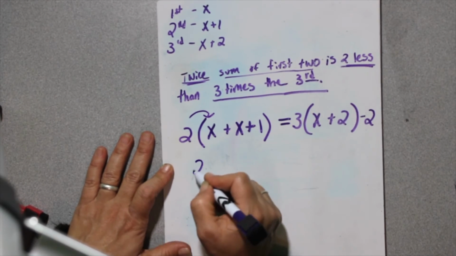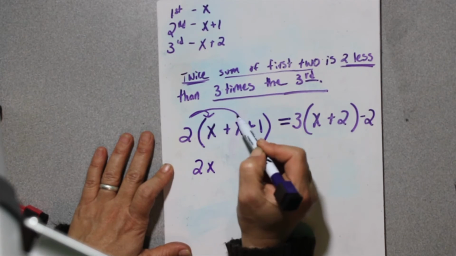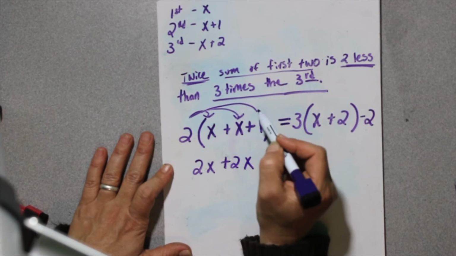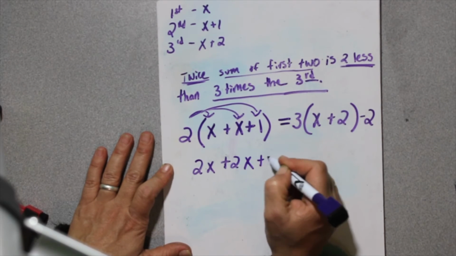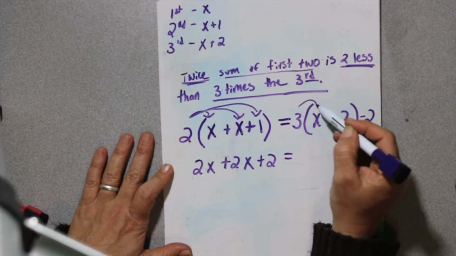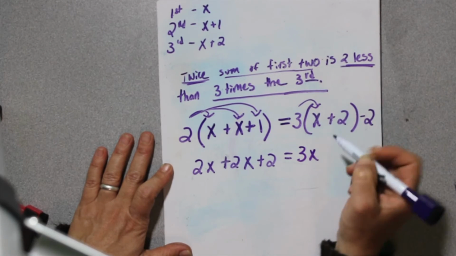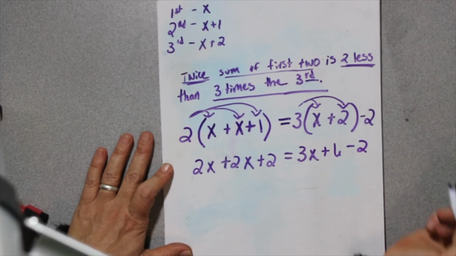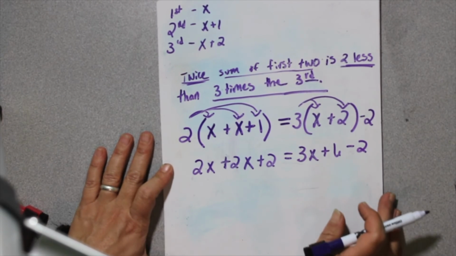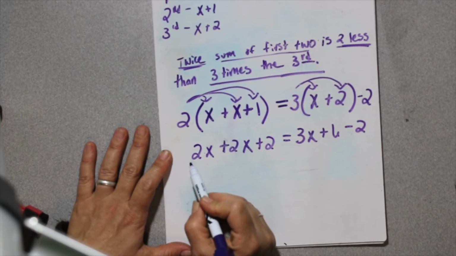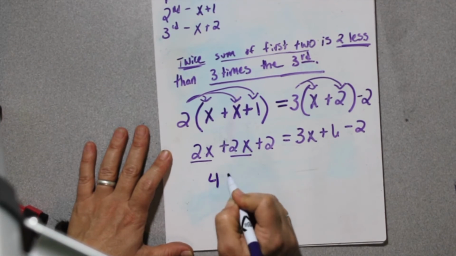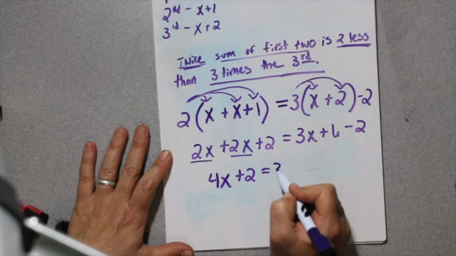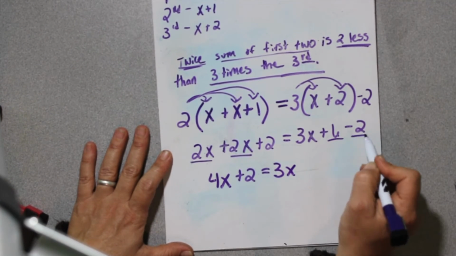X times 2 is 2x. 2 times x is another 2x. And then 2 times 1 is 2. Now this one, 3 times x is 3x. 3 times 2 is 6 minus 2. Okay, so I just rainbowed everything. All right, now we're going to combine like terms. 2x and 2x will be 4x plus 2 equals 3x. And then we got 6 minus 2 is 4.